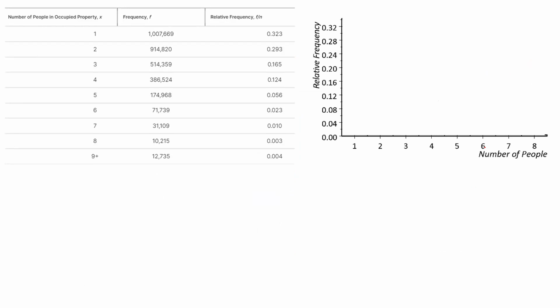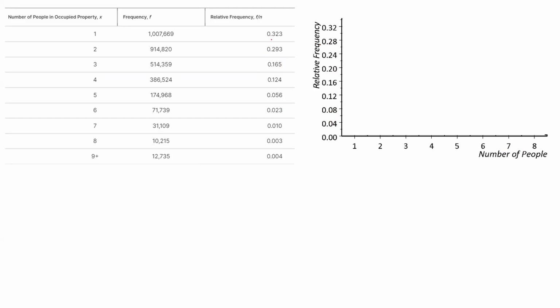Let's graph the histogram here. On the horizontal line, you're going to have your x values, which is the number of people. On the vertical line, you have the relative frequency. So remember that here you have 32.3%, 29.3%. You're finding the maximum value, and you're going to stop at the maximum value. You're not going to go up to 100% or 50% or more. Scale it to the point that it is more convenient.